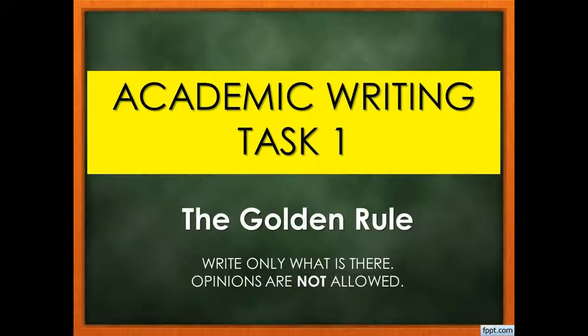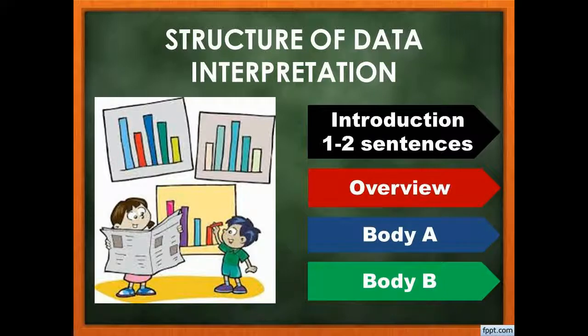To begin with, our academic writing task 1 golden rule is write only what is there. Opinions are not allowed. In other words, you have to interpret what is only being presented in the bar graph. Do not include any opinions or any data that are not being presented in the given visual. The following is the structure of data interpretation. First is the introduction, which is composed of 1 to 2 sentences only. The second one is the overview. The third one is the body A, and the fourth one is the body B.